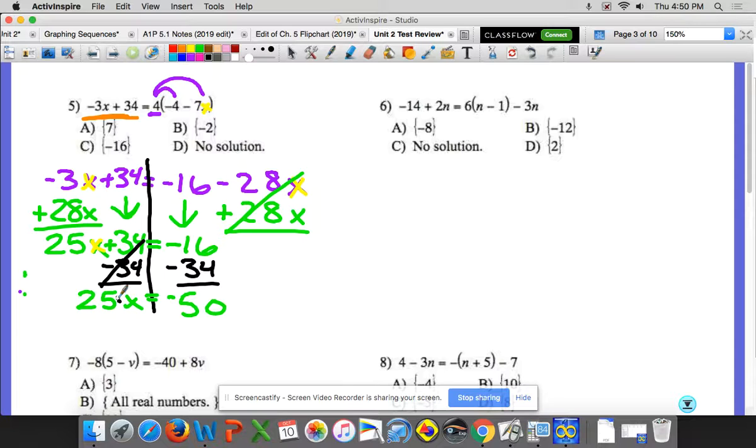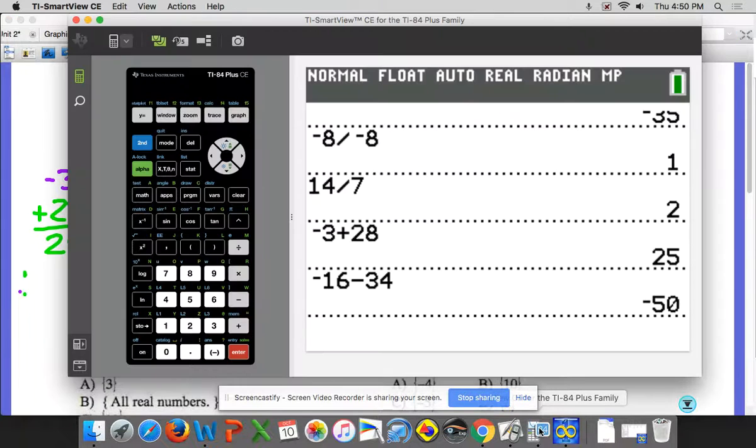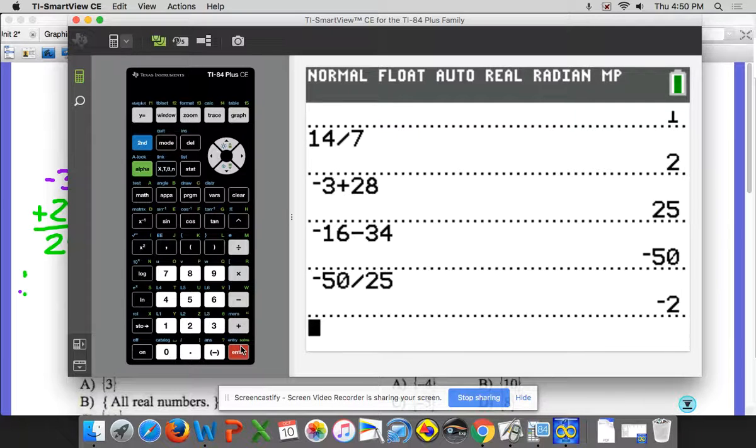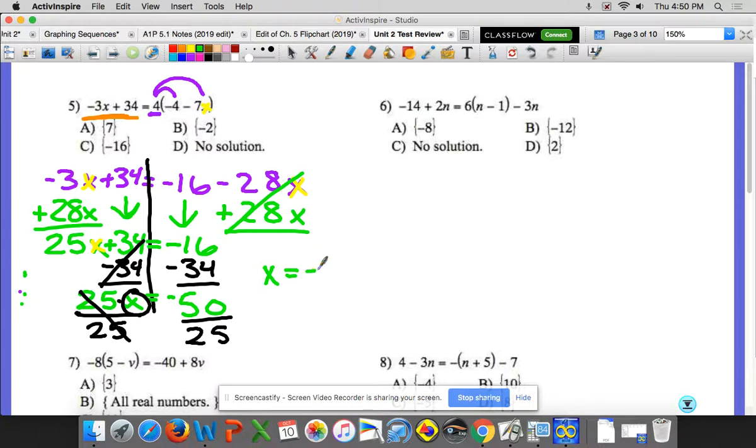So in order to undo that, we are going to divide by 25. And what we do to one side, we have got to do to the other. So the 25 over the 25 is going to cancel out, and so we now have that x by itself. I'm going to write that over here. And that x is going to equal that negative 50 divided by that 25. And that's going to give us negative 2. So x equals negative 2. And if we go back, that is choice B.